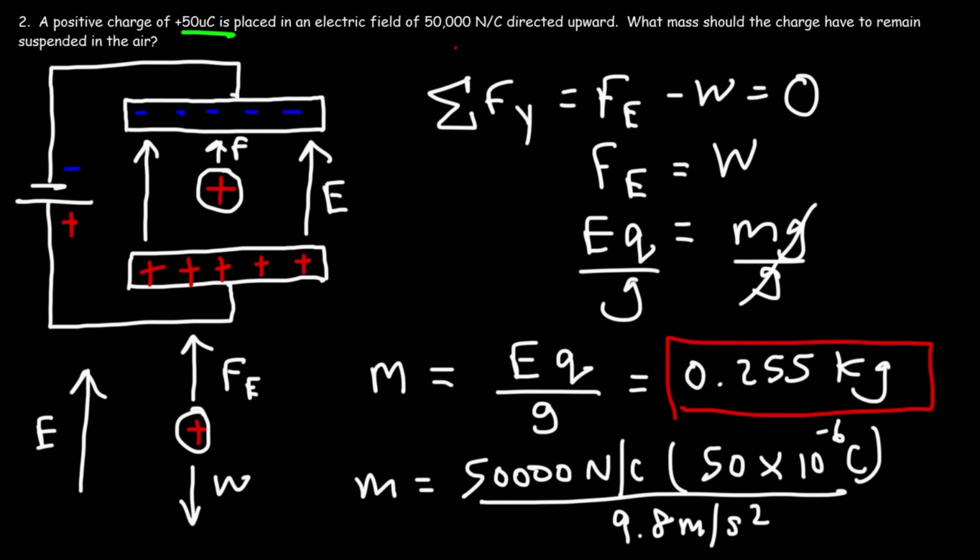So an electric field of 50,000 newtons per coulomb can suspend a positive charge with a mass of 0.255 kilograms, or 255 grams. It can suspend it in the air. If the mass is greater than this number, then the charge will fall down. If it's too light, if the mass is less than this number, then the charge will accelerate towards the negatively charged plate. So the mass has to be at the right number in order for it to remain suspended.